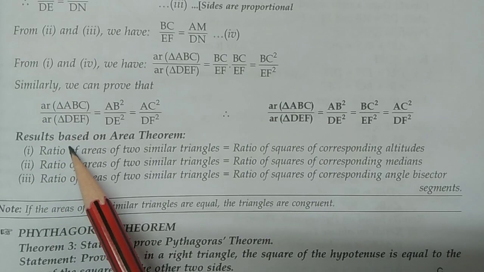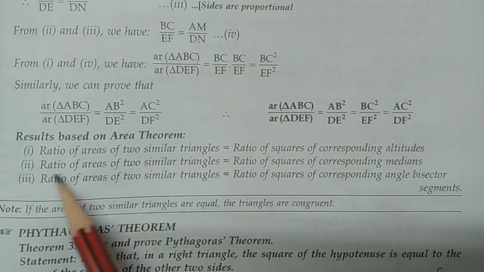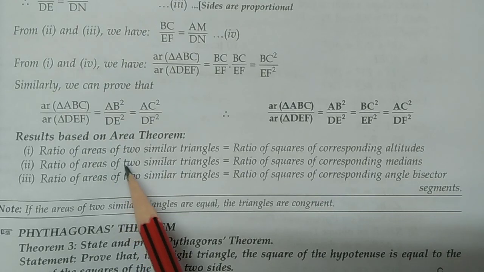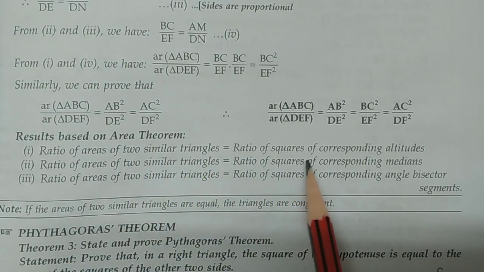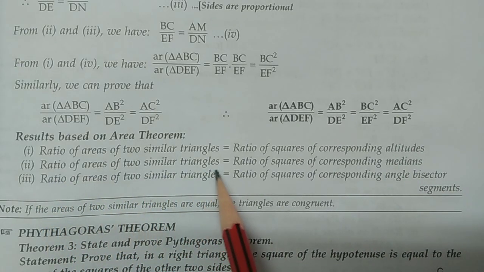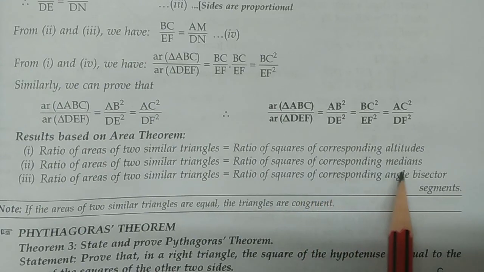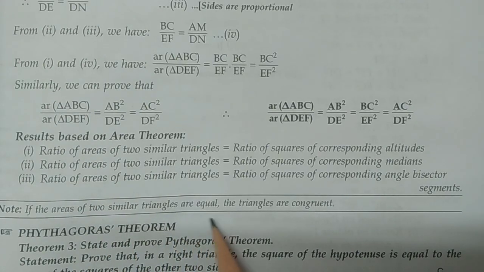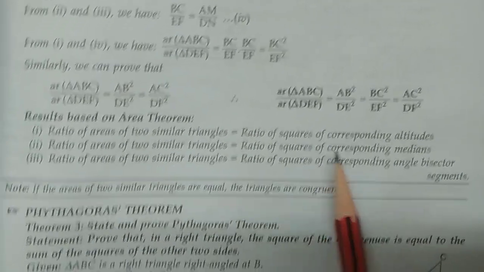So now results based on the area theorem. Point 1: ratio of areas of similar triangles equals ratio of squares of corresponding altitudes. Second, ratio of areas of similar triangles equals ratio of squares of corresponding medians. Third, ratio of areas of two similar triangles equals ratio of squares of corresponding angle bisector segments. Okay, so we have done here. Now note: if the areas of two similar triangles are equal, the triangles are congruent. Now next, start from here.